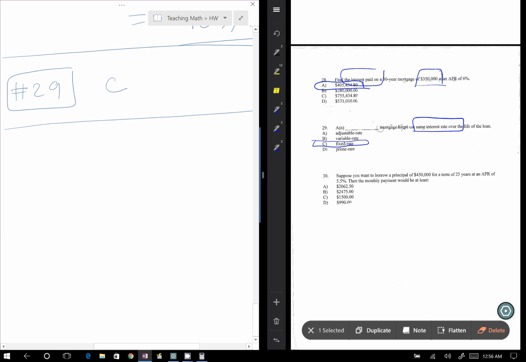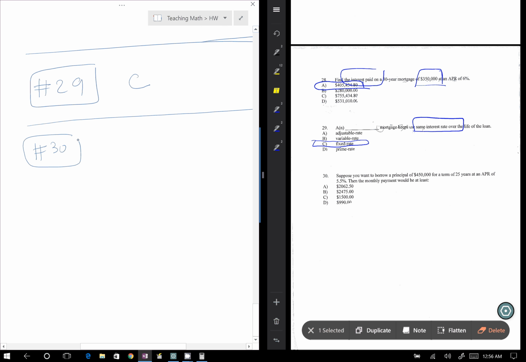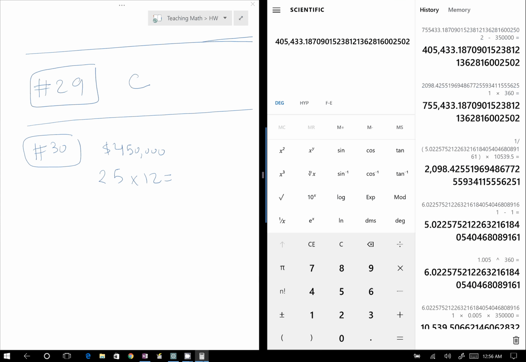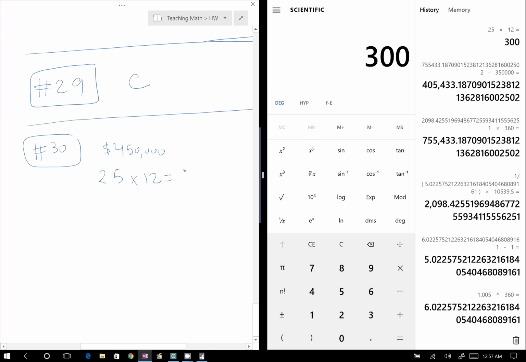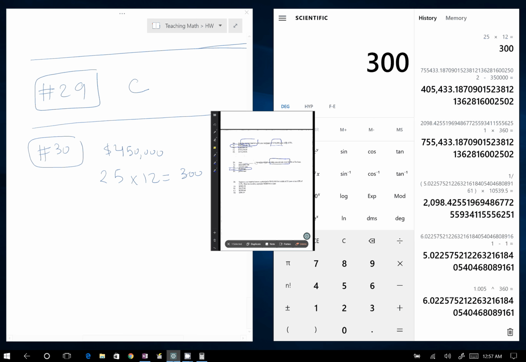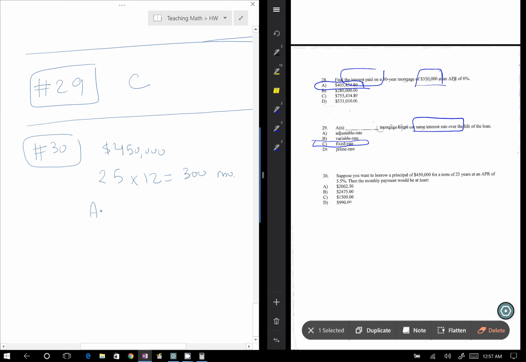Okay, and finally 30. You want to borrow a principal of 450 grand, 25 years. Immediately multiply by 12. It will become 300 months. APR 5.5%. The monthly payment would be at least an approximation. So maybe I can try calculating things without the interest. It's only a trial. I'm not sure if that's the answer.